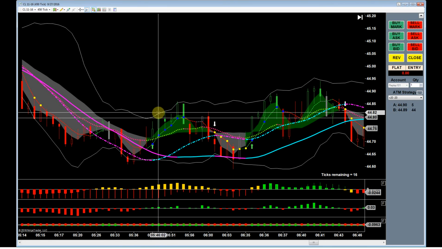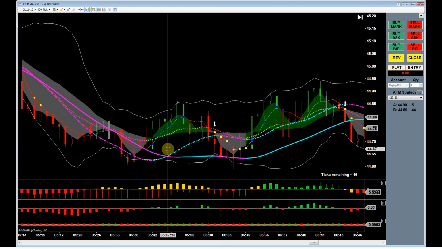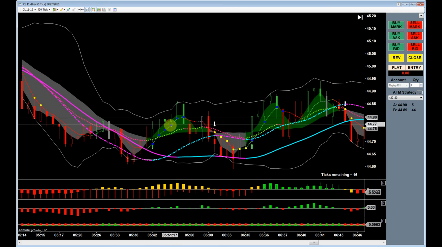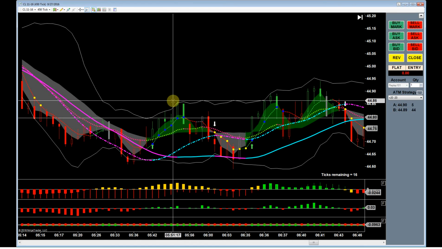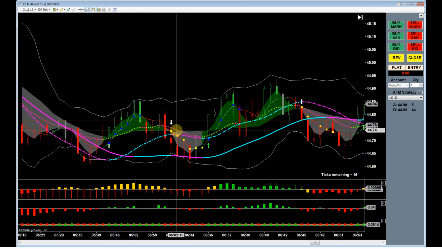5:45, again, that's where we start. Here's a crossover. Right at the exact crossover, there's a pullback to the sig line here at 76. 76 jumps up to 86. You see that? 10 ticks. Here's matching dynamic trend bands.